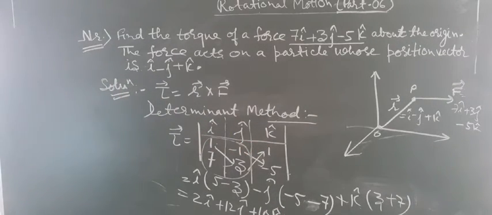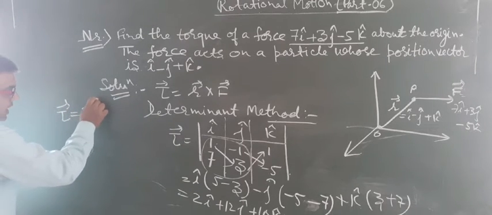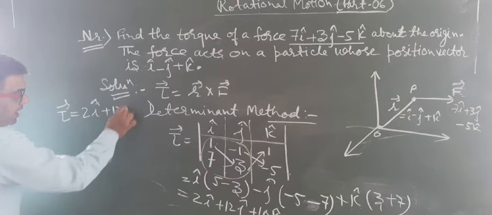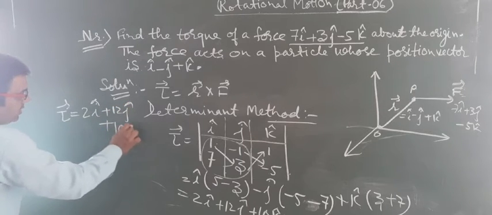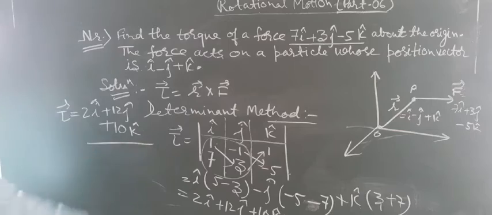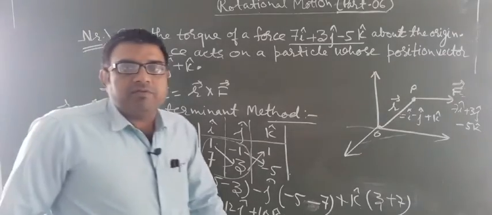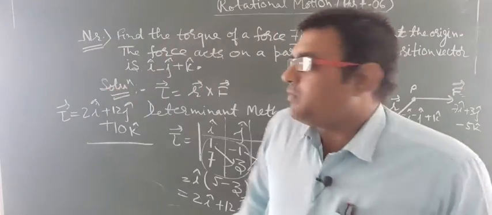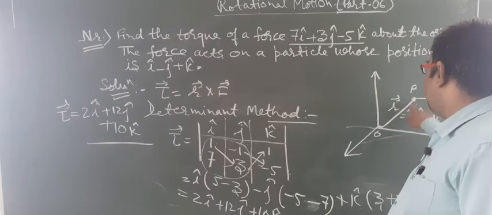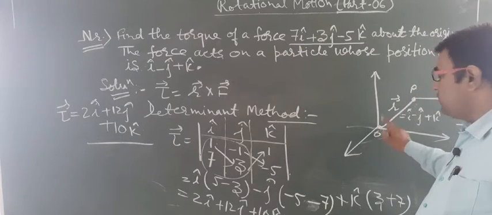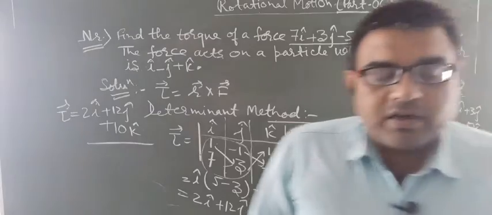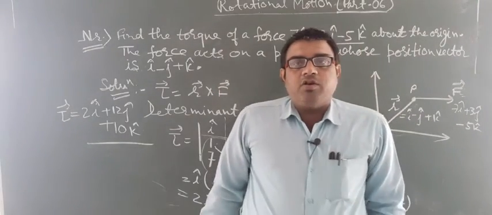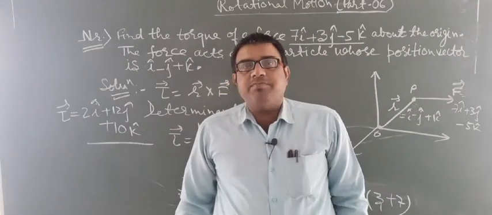So torque will be what? Torque acting on the body about the origin is given as 2 i cap plus 12 j cap plus 10 k cap. This is the torque vector tau which is acting on particle P about the origin. Now we are going to the next numerical, which is based on angular momentum.